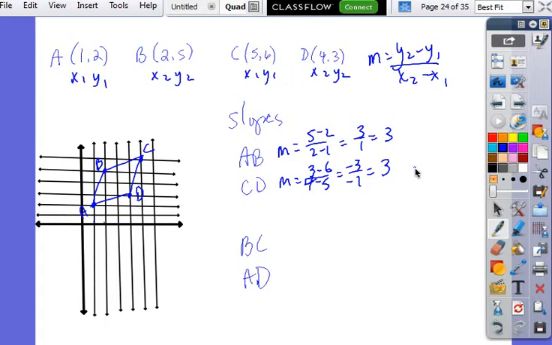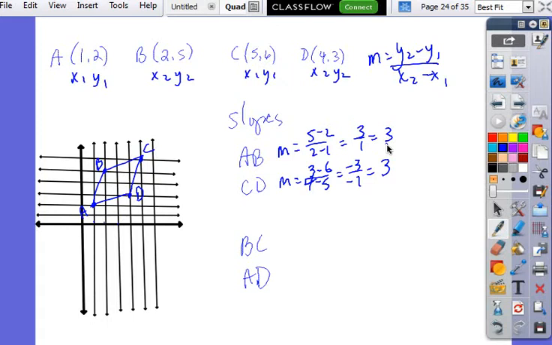What does that tell me when those numbers are the same? These two sides are parallel. So which one of those, rhombus, parallelogram, and kite, are thrown out right now? If I see parallel, it cannot be a kite anymore.